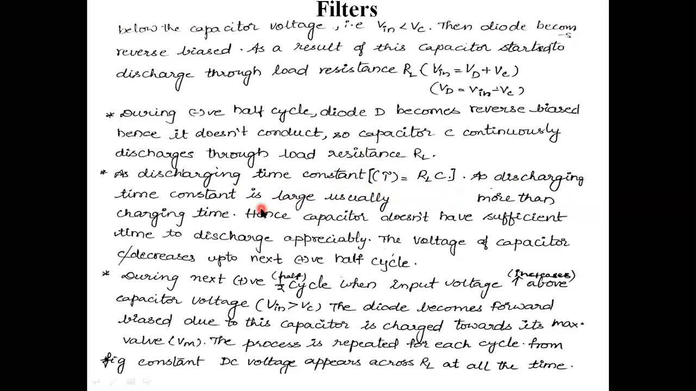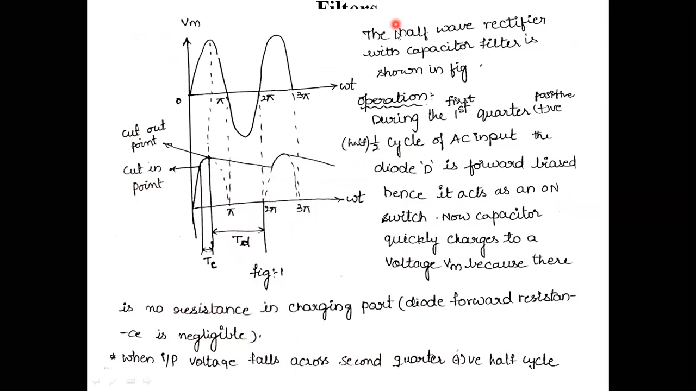The discharging time constant is large, usually more than the charging time. This charging time is a small value, whereas the discharging time is large. This duration is high, and this duration is very small.